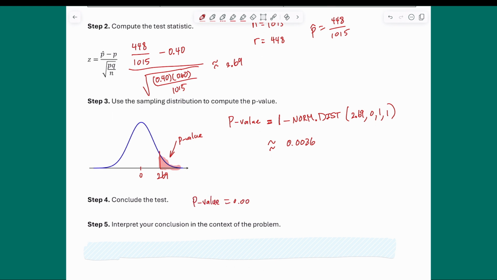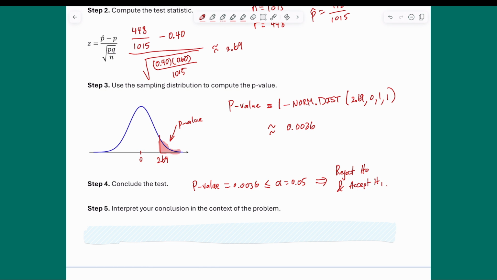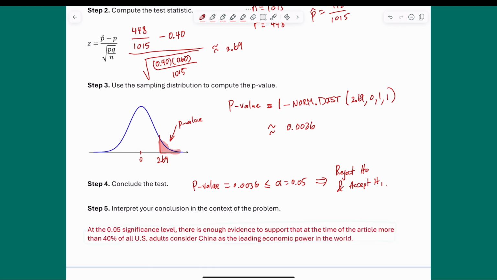So the p-value is 0.0036. We compare this to alpha and see that it is less than or equal to alpha, 0.05, which implies we're going to reject the null hypothesis and support the alternative hypothesis. All right, now interpret your conclusion in the context of the problem. You might say something like the following: at the 0.05 significance level, there's enough evidence to support that at the time of the article, more than 40% of all US adults consider China as the leading economic power in the world.